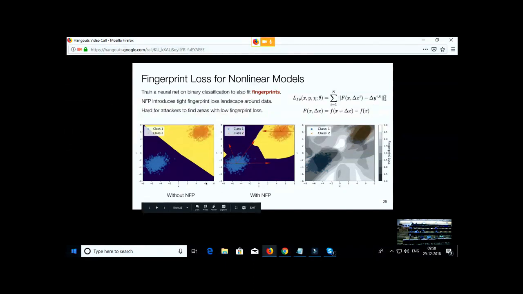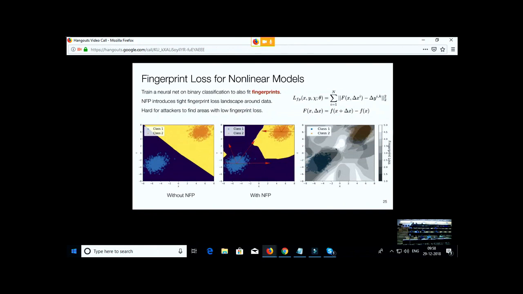So here's the picture without neural fingerprinting on the left. On the left, you see that the neural network learns to behave more or less like an SVM. Blue here is a region that belongs to class 1, or that the neural network thinks should be class 1. Yellow is for class 2. And once we introduce these red fingerprints here, we see that the decision boundary that the neural network learns becomes drastically different.